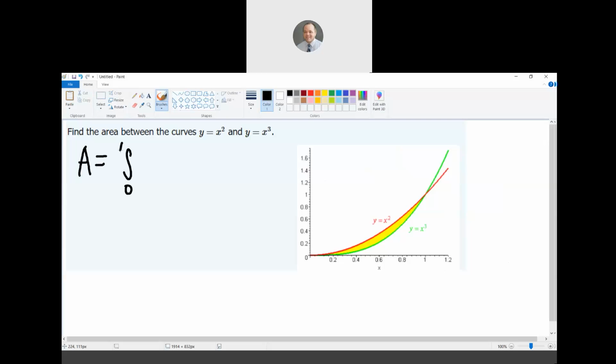Now, because our functions are in terms of x, we're going to use the formula top curve minus the bottom curve. And according to our graph, this is the reason why graphing is so important. That way you know which curve is top, bottom, right, or left. Our top curve is x squared, and our bottom curve is x cubed.